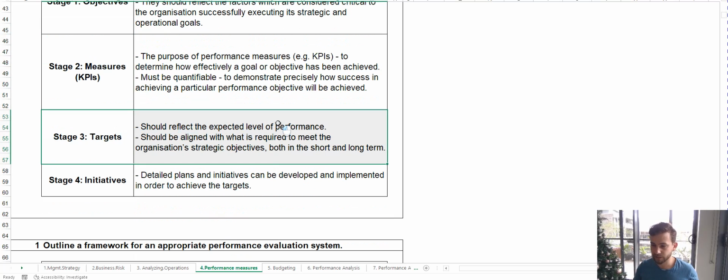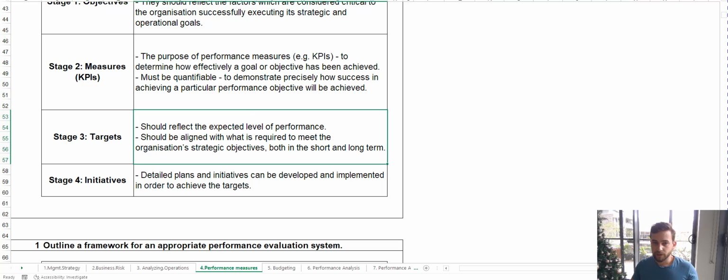Stage 3 is targets. This is where PwC says, okay, we know what the KPI is. We want to achieve this level. So we want to achieve a level of 75% billable hours each week. What they'll do later is measure the actual KPI, the actual data point, versus the target, and then make an assessment based on that.